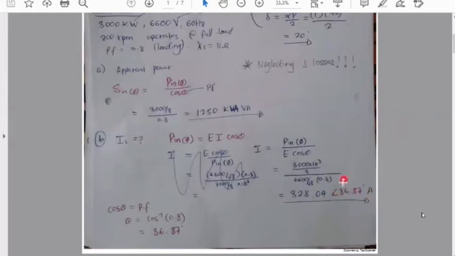Where did I get this angle from? If you put this into your calculator, you're only going to get a magnitude of 328.04. Okay, so where did I get this from? Pretty simple. What is power factor? Power factor is just cos of theta.